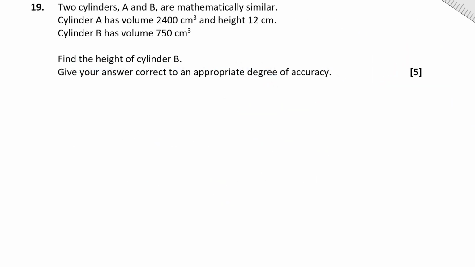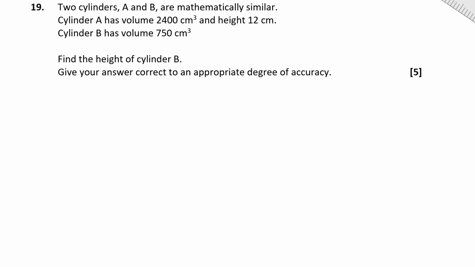Question 19. Two cylinders A and B are mathematically similar. Cylinder A has a volume of 2,400 cubic centimeters and a height of 12 centimeters, and cylinder B has a volume of 750 centimeters cubed. Find the height of cylinder B. Give your answer correct to an appropriate degree of accuracy.